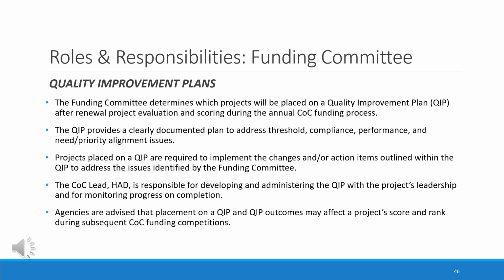One final responsibility of the funding committee to review relates to quality improvement plans or QIPs. It is within the funding committee's role to determine which projects will be placed on a QIP after the annual renewal project evaluation and scoring process. A QIP provides a clearly documented plan to address concerning issues related to threshold, compliance, performance, need, and/or priority alignment. Projects placed on a QIP are required to implement the changes and/or action items outlined within the QIP to address the issues identified by the funding committee.